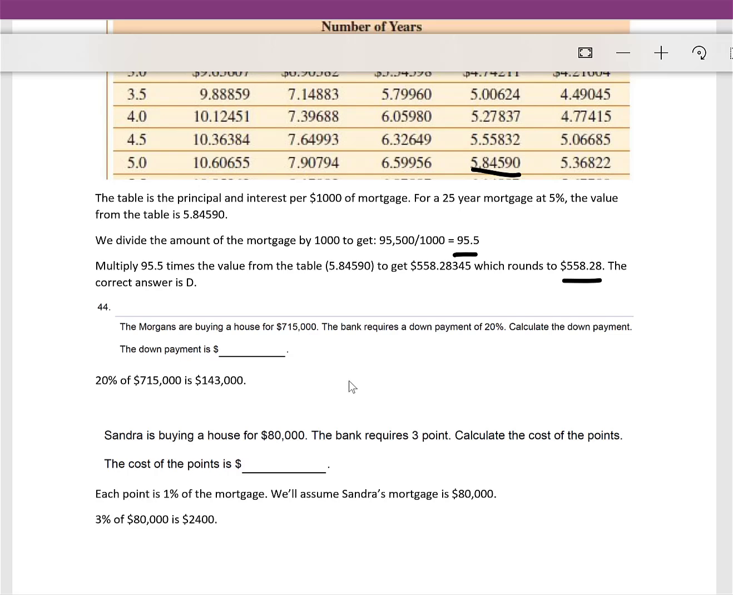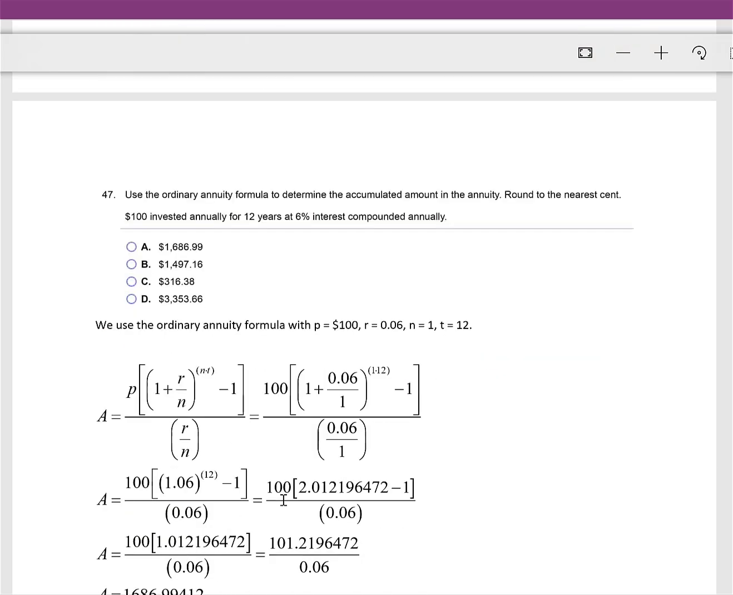The Morgans are buying a house for $715,000. The bank requires a down payment of 20%. How much is that down payment? So you're going to take 20% of $715,000, which is $143,000. Sandra's buying a house for $80,000. The bank requires 3 points. Calculate the cost of the points. So you're going to take 3%. And we're going to assume this is the amount of her mortgage, so it's going to be $2,400.